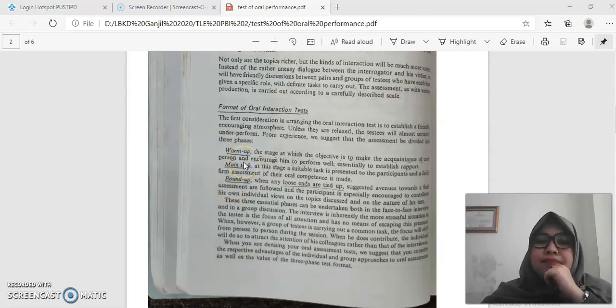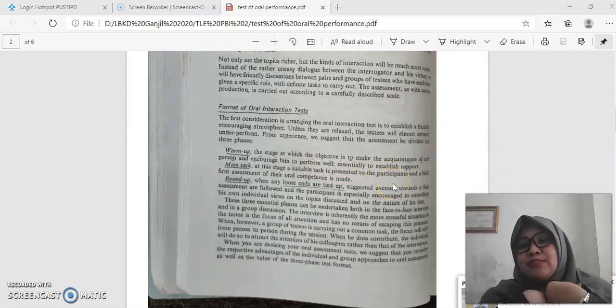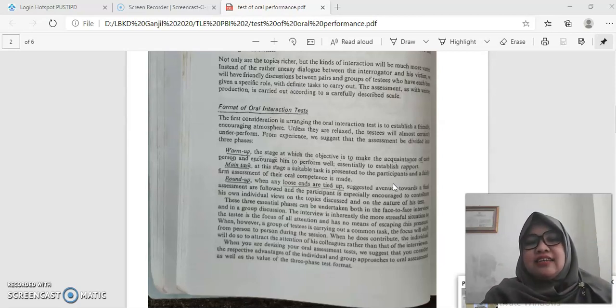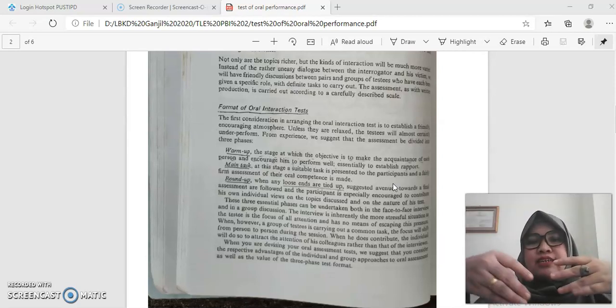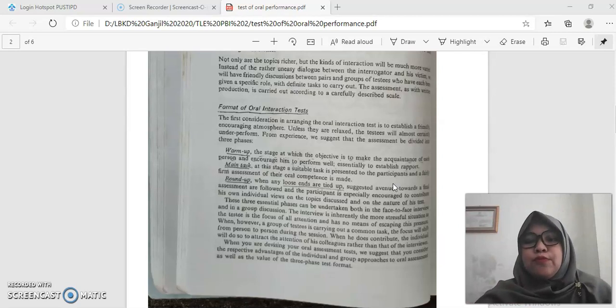First is warming up. You can read here: warming up means the stage at which the objective is to make the acquaintance of each person and encourage him to perform well, essentially to establish rapport. So here warming up means brainstorming. We warm up first at the beginning of the test to make sure whether they are ready. Establish rapport means they are ready to interact between the teacher and the student, and between the students who want to perform.